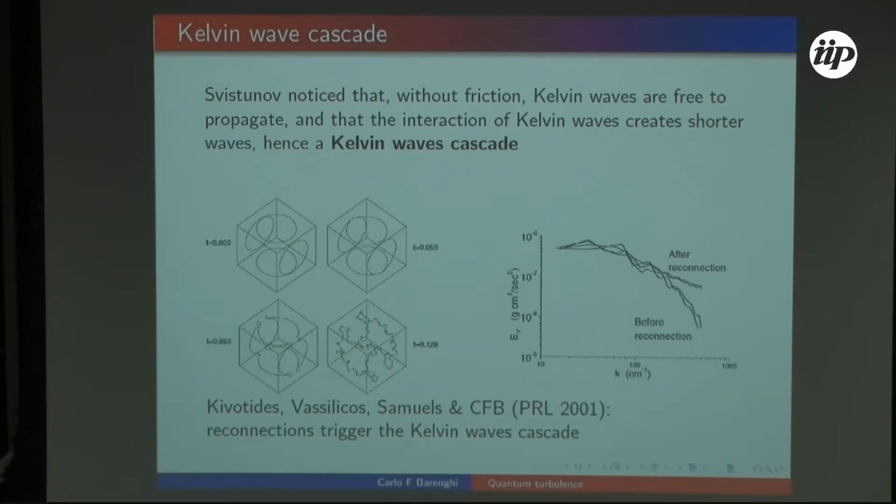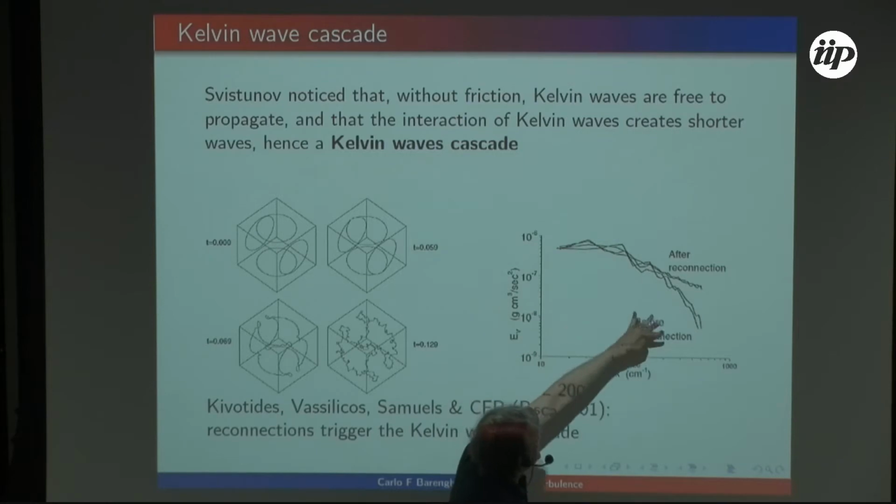And just to illustrate that the cascade can be triggered by reconnections, I show one of the early papers on this problem, 2001. So you see 4 reconnecting vortex rings. Here they are. The cube is there for visualization only. You see 4 rings which are launched against each other just before touching, and here they reconnect, and you see all the Kelvin waves which are launched, and they are not dissipated by the friction. And you see actually the spectrum which forms.